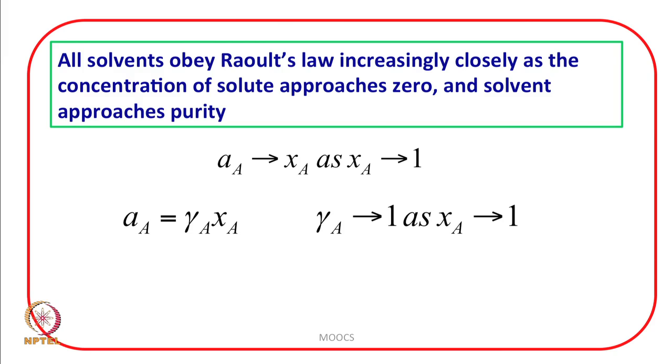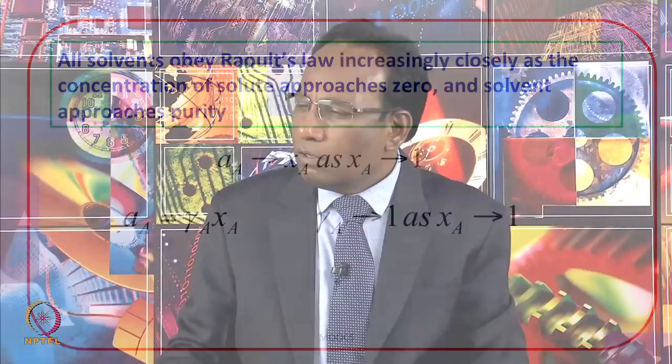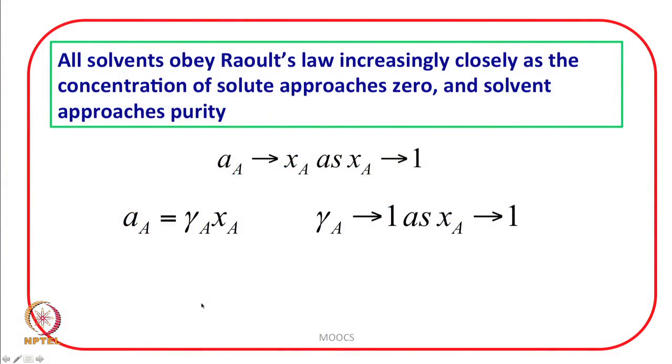In fact, when we strictly talk about the solvent here and the mole fraction of solvent approaches purity, then we can simply replace activity by the mole fraction. And this is what is mentioned here, that all solvents obey Raoult's law increasingly closely as the concentration of solute approaches 0 and solvent approaches purity.